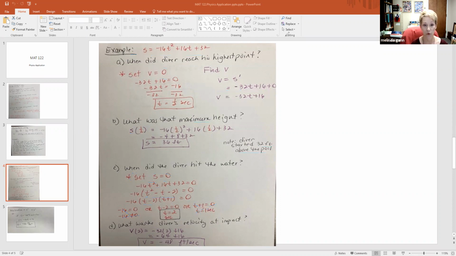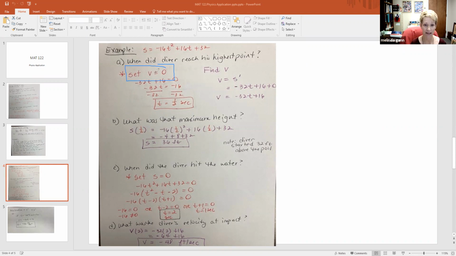All right, so let's make sure we're clear. On the worksheet, it's going to ask you a lot of these same questions. It's going to ask you, when did something reach its highest point? What was that high point? It's going to ask you, when did the object hit the ground? It's going to say, so how fast was it going when it hit the ground? Anytime it asks you, when did the object reach its highest point, you have to set velocity equal to 0.